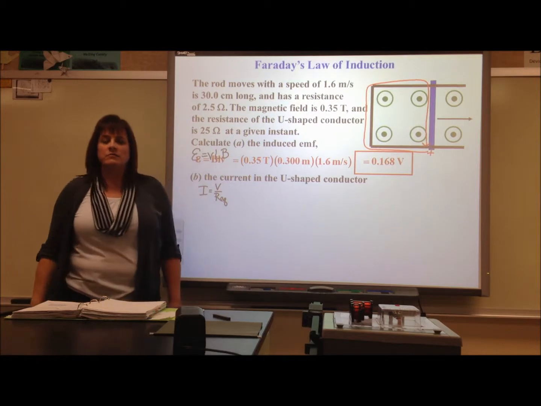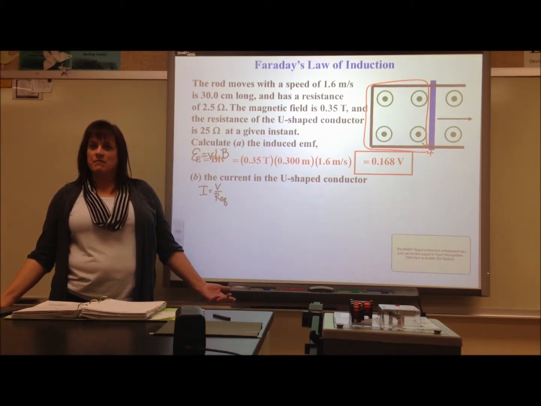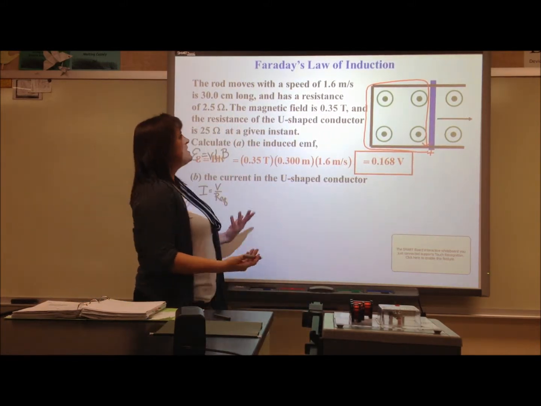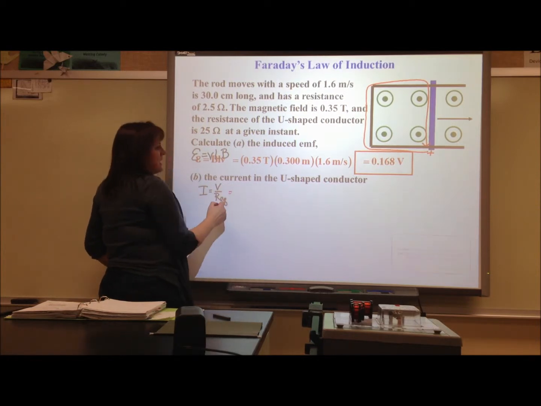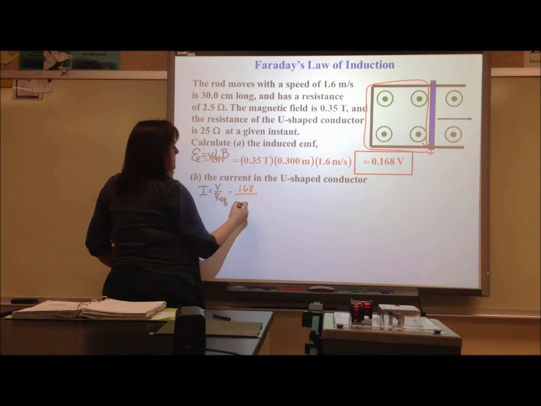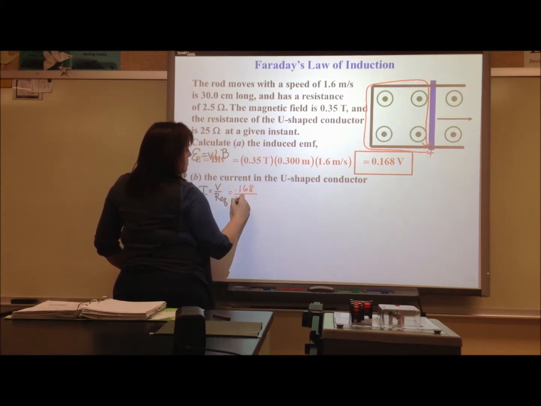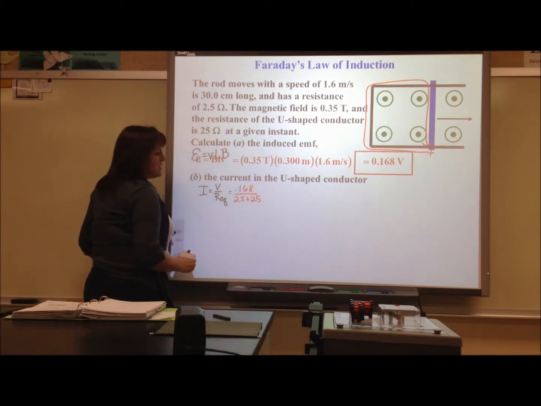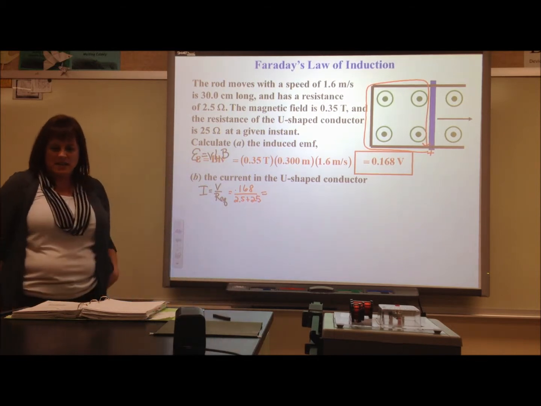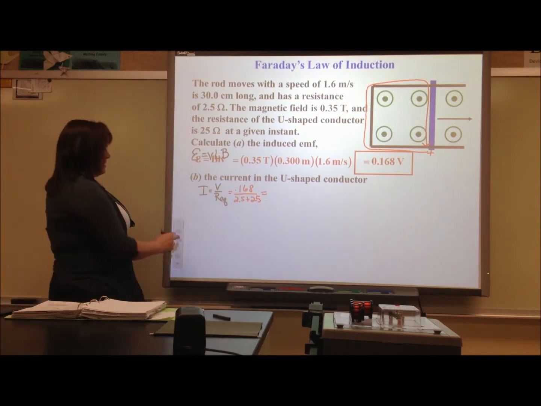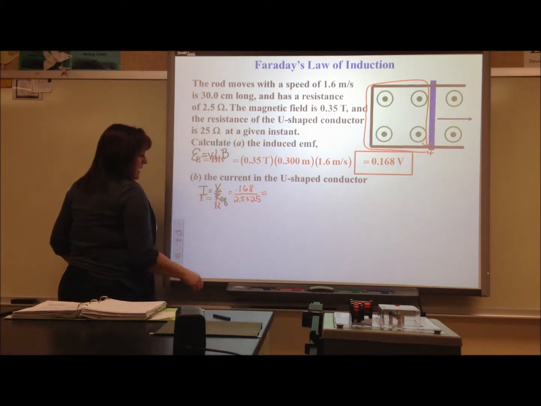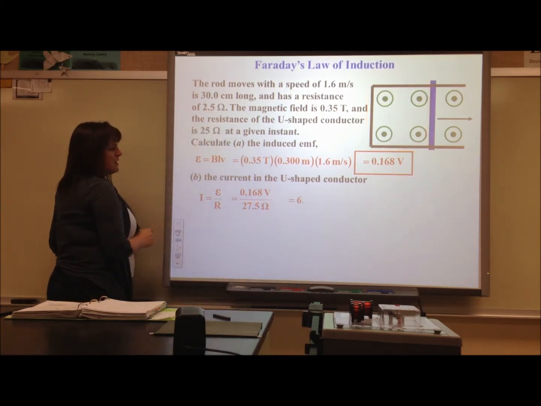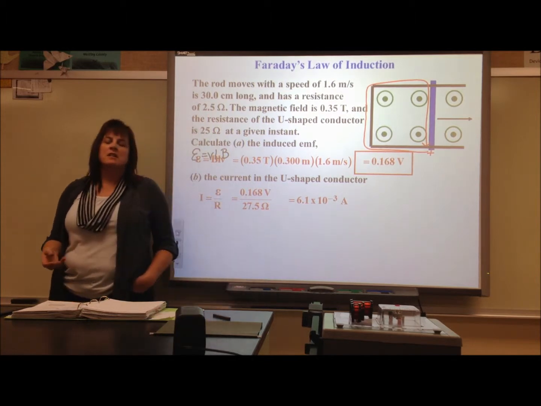Are those in series or parallel? Is there one path or is there a junction? There is one path, meaning they're in series, which means I just need to add the two together. So I'm going to take my 0.168 volts, and my R_eq is going to be 2.5 from the moving rail, plus the 25, that's the stationary rail. So 0.168 divided by 27.5. I guess I should erase what I wrote so you can actually see. And you should get 6.1 times 10 to the negative third amps.